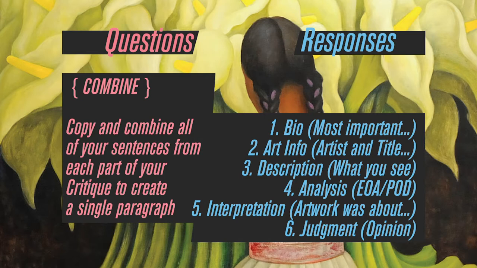Which elements of art or principles of design were used in the artwork? The fifth part should be interpretation. What was the artwork about? Or what point was the artist trying to get across? The sixth part should be judgment. So did you like the artwork or did you not like the artwork? Take advantage of this opportunity to rewrite any of the sentences that you already wrote out, or if everything looks good, the grammar looks good, you would copy everything that you already wrote down and put it together to make a nice, neat, final written critique.